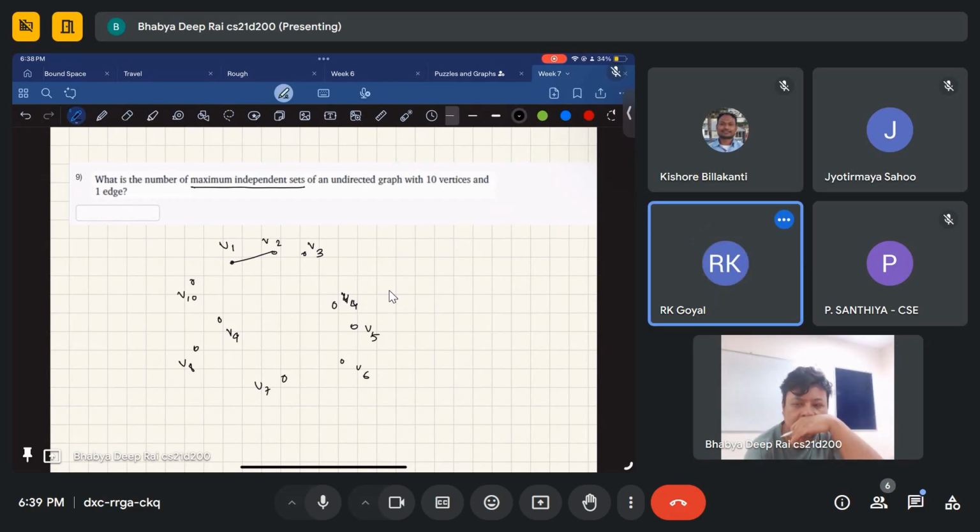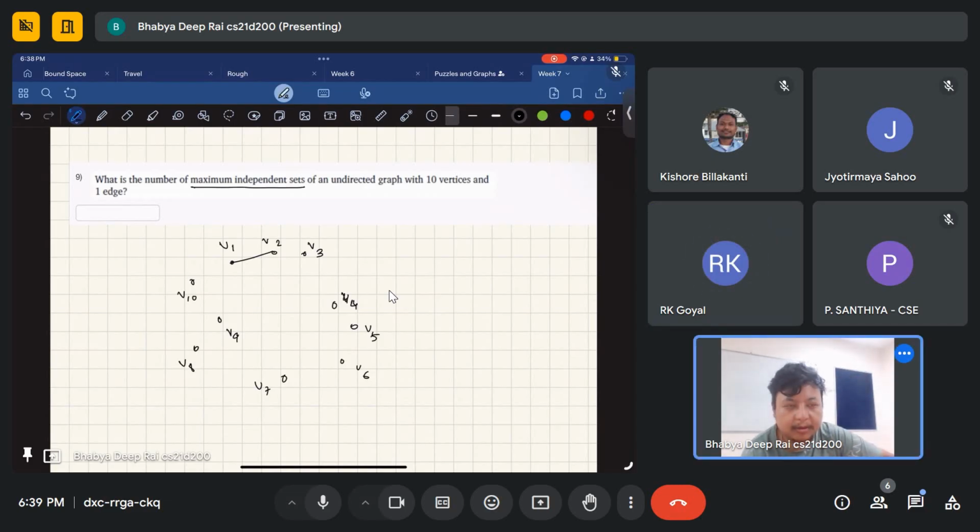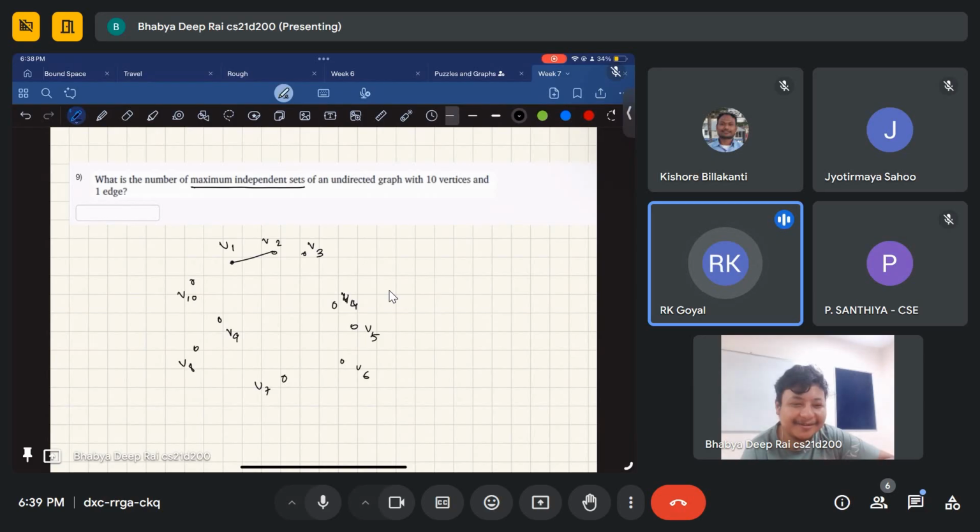6, 8C2, no. So this will be 10. So 10C2. No. Okay. Because the maximum size of an independent set would be equal to 8. So out of the 10 vertices, in how many different ways can I select 8 vertices? That is the point. So the value came out to be 10C8. Okay, 10C8. Anyone else?